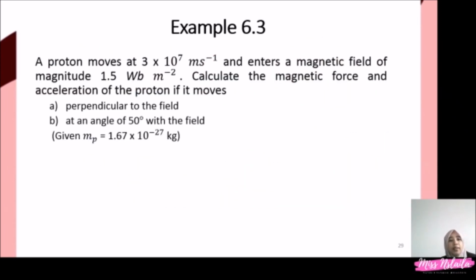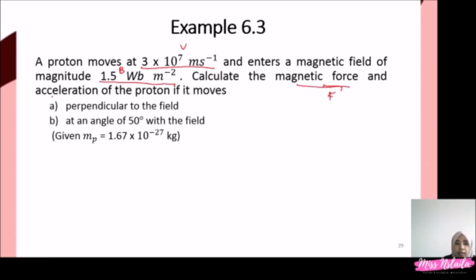Okay, next example. A proton moves at 3 times 10 to the power of 7 meter per second. So this is the value of V. Enters a magnetic field of magnitude 1.5 Weber per meter square. This is B, sebab dia kata magnetic field. Calculate the magnetic force, F.